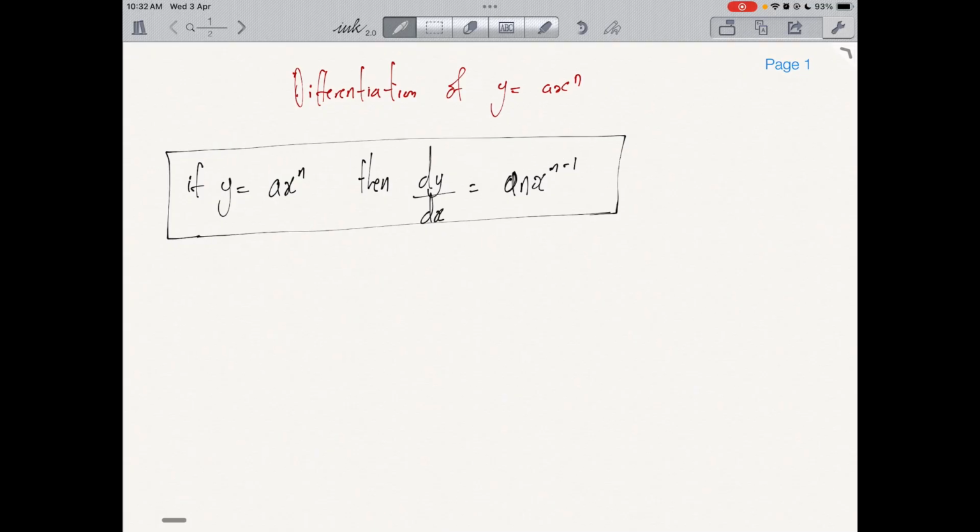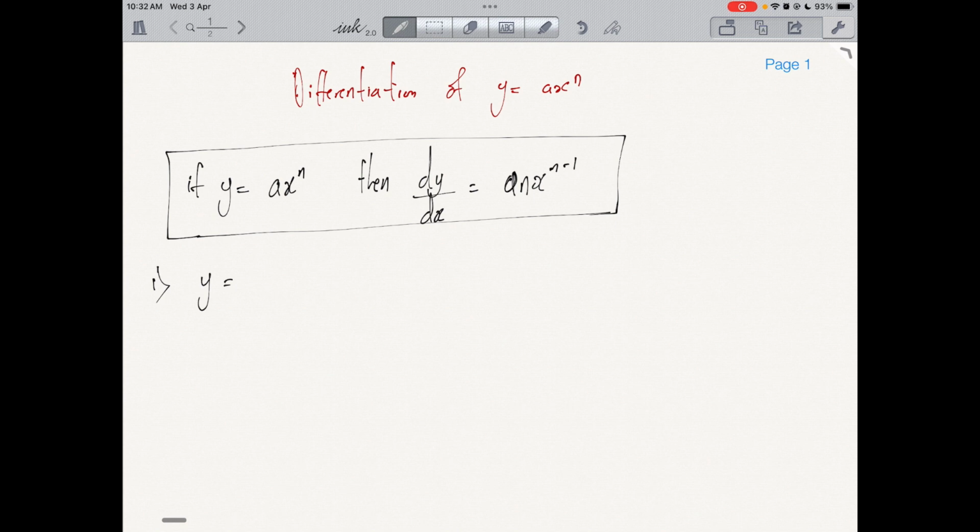Begin by considering the differentiation of y = ax^n. Now, if you are given the function y = ax^n, we know that our dy/dx = an x^(n-1). Let's consider some examples.